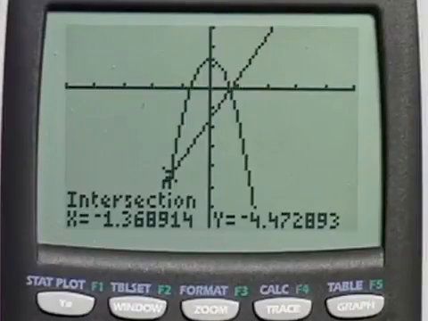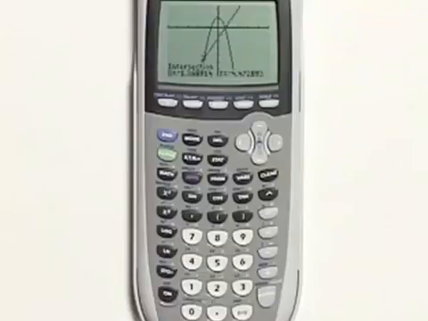For the x value, it's -1.368914, and for the y value, it's -4.472893. What we're interested in is really just the x value there, and we're going to round it off to the hundredths, so the x value is approximately -1.37. Let's find the point of intersection that's in, looks like quadrant 1, or it might be quadrant 2, so let's go find out exactly where that is.